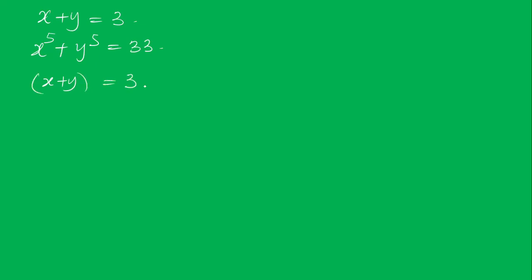You have a question. Okay, let me change this to white. So now the question is x plus y is equal to 3, and you also have x to the power 5 plus y to the power 5 is equal to 33. Now, squaring both sides of equation 1.